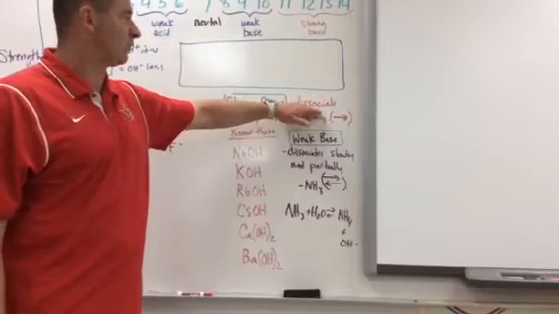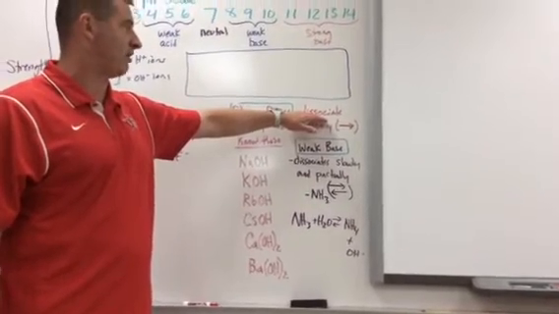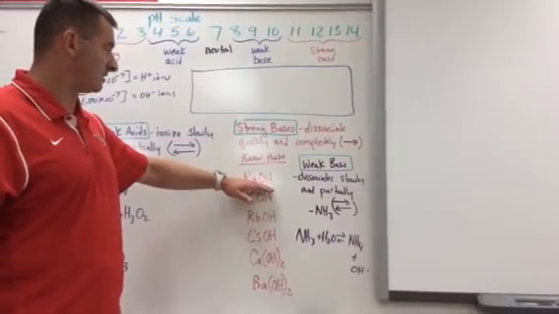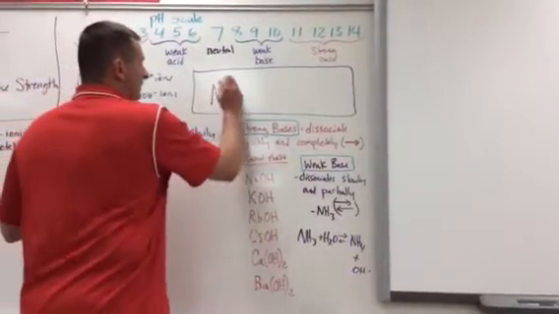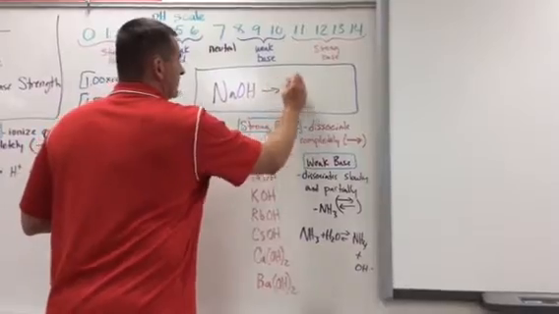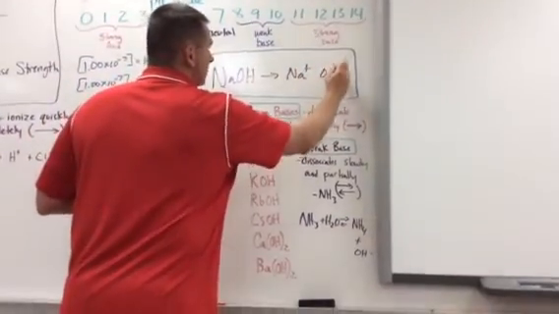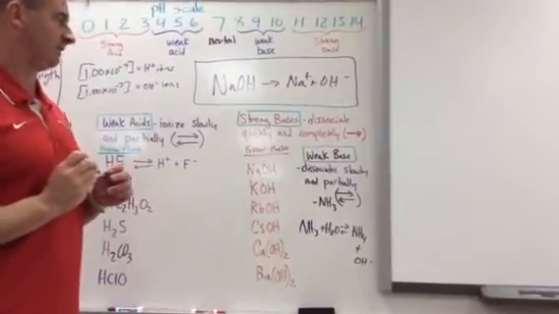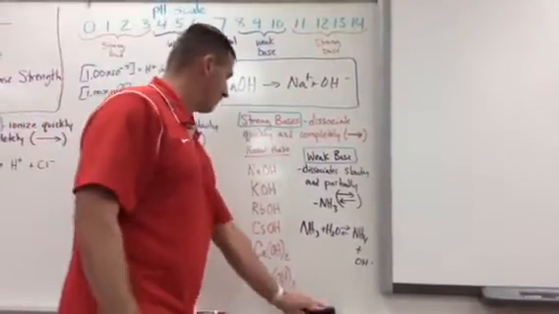Dissociate is pretty much the same word as ionize, except it happens with ionic compounds. So it breaks into ions. If I have NaOH, it's going to dissociate into Na plus and OH minus. And it's going to do it with one arrow, so it does it quickly and completely. And then that is a list of your strong bases.